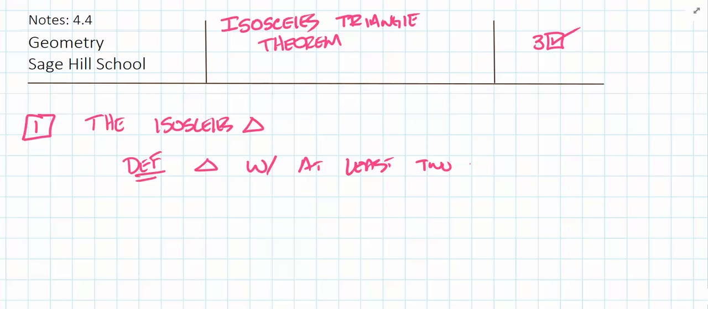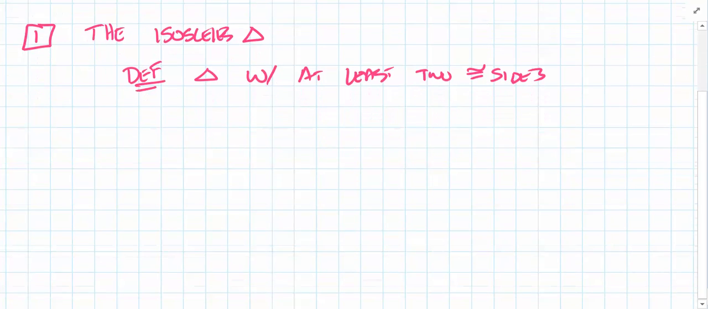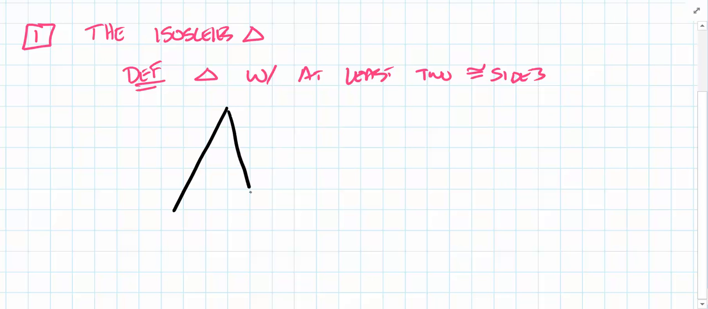two congruent sides. But in this particular case, we're going to focus on a triangle that has exactly two congruent sides. Because if it has more than that, all three, then we're talking about an equilateral triangle. And so I want to focus this lesson primarily on isosceles with exactly two. So what I mean by that is here's the picture that we're going to have. All right. So this is going to be an isosceles triangle because these two sides are going to be congruent. That's what we mean by isosceles.